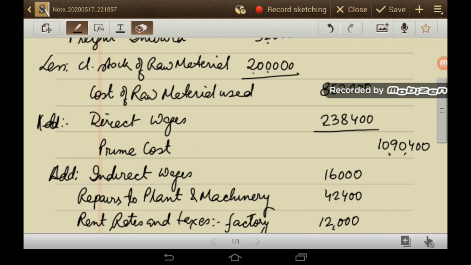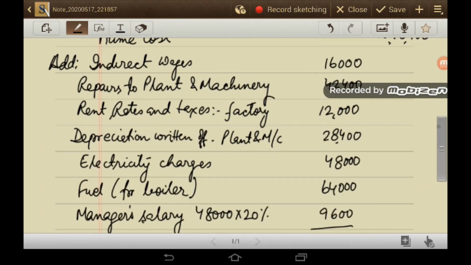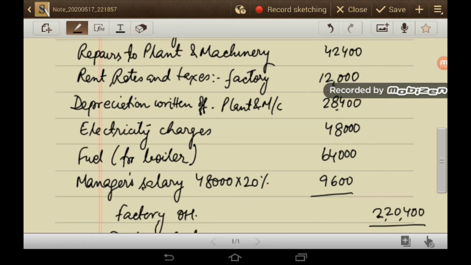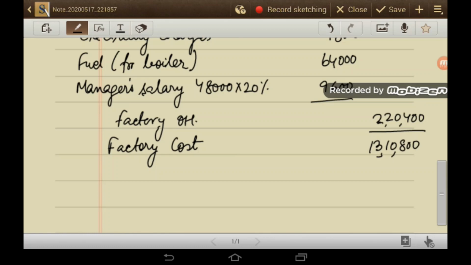Then factory overhead is added. So what are the different components of factory overhead? Let us see. Indirect wages 16,000, repairs to plant and machinery 42,400, rent, rates and taxes for factory 12,000, depreciation written off for plant and machinery 28,400, electricity charges 48,000, fuel for boiler 64,000, manager's salary 20% of 48,000, because manager's salary is distributed between factory overhead and office administration overhead in 20:80 ratio. So 9,600. So total factory overhead is 2,20,400, and when it is added with prime cost we get the factory cost of 13,10,800.